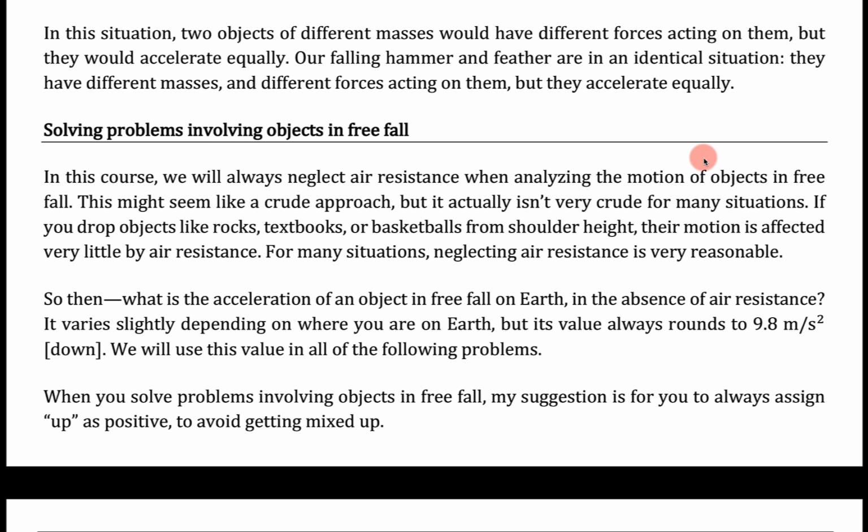Okay, now our falling hammer and feather are in the exact same situation. Our hammer and feather have different masses. There are different forces acting on them, but they accelerate equally. So it's kind of weird to think about, but it really is true that in the absence of any air resistance, objects of different masses actually experience the same acceleration when they are in free fall.